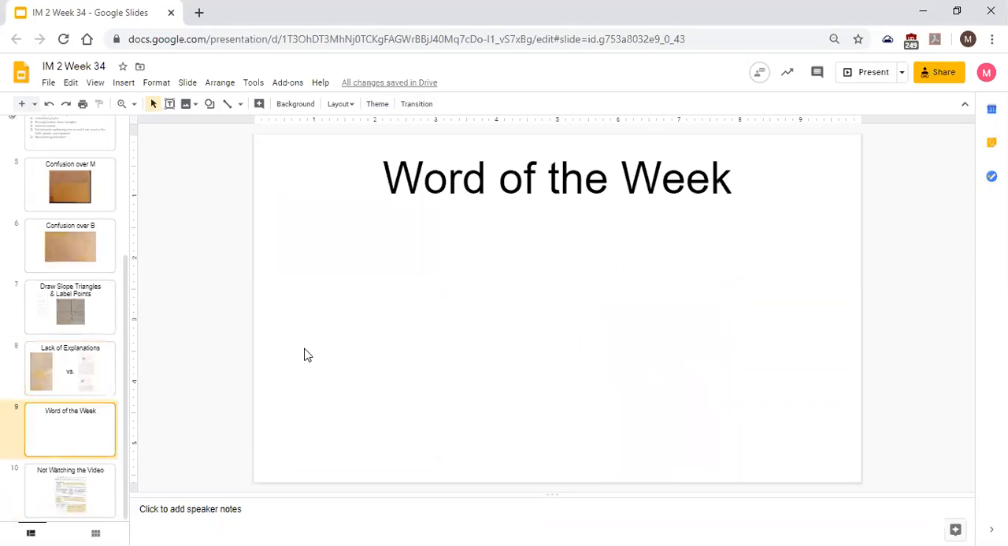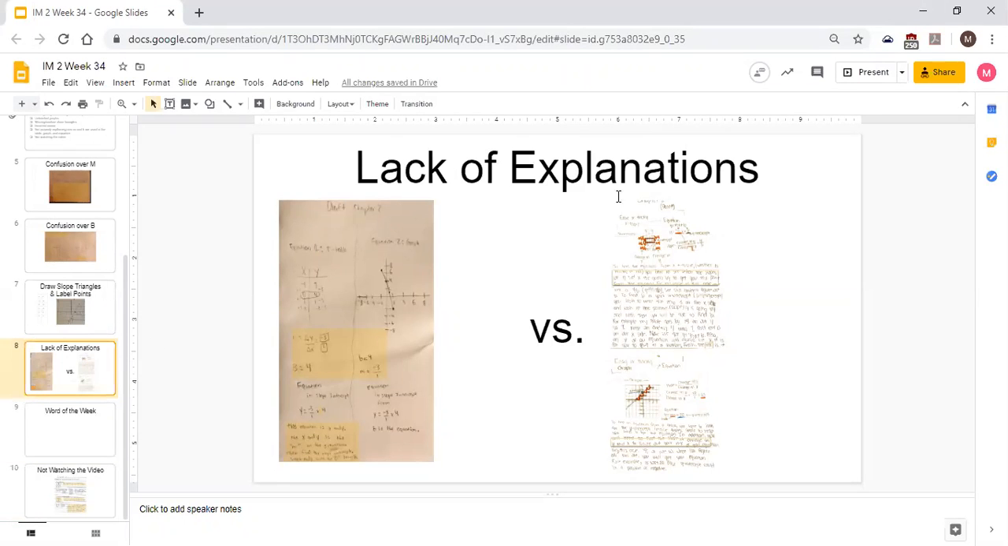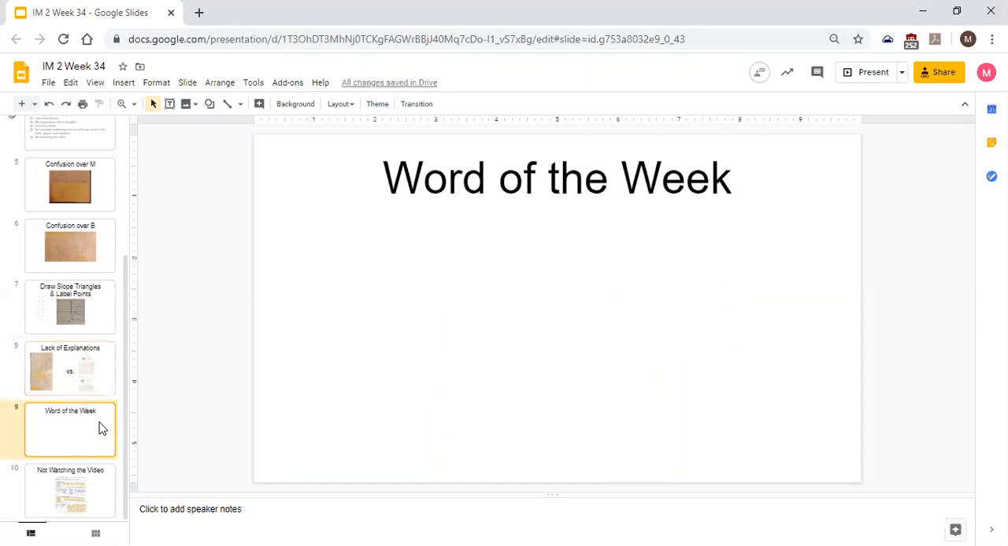This week's word of the week, you want to make sure you write on the top of your paper, at the very top of your paper, and that's how I can tell if you're watching the video, is explain clearly. The word of the week is explain clearly. I'll type it in the chat. Explain clearly is the word of the week.